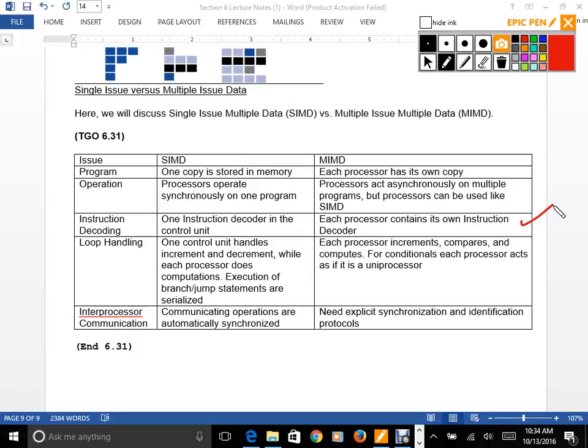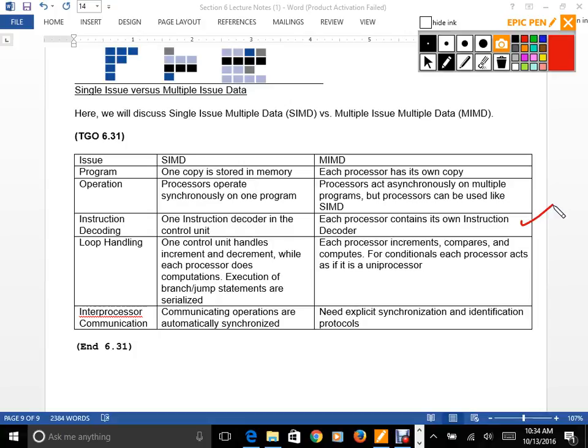So loop handling. Yeah, you know enough to do that. 1 control unit handles increment and decrement of variables, while each processor does computation. You remember how you're doing branch computations in the ALU to calculate the 0 bit to then determine the branch address. So in single issue multiple data, 1 control unit handles increments and decrements while the processor does the computations. The execution of branch statements and jump statements are serialized.